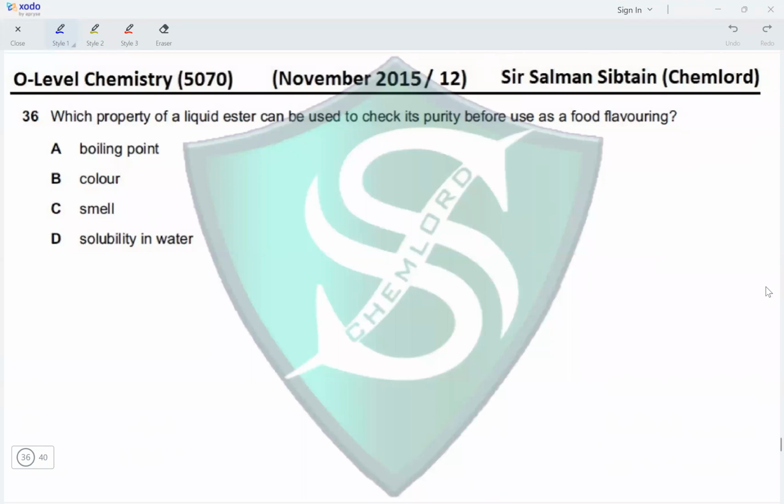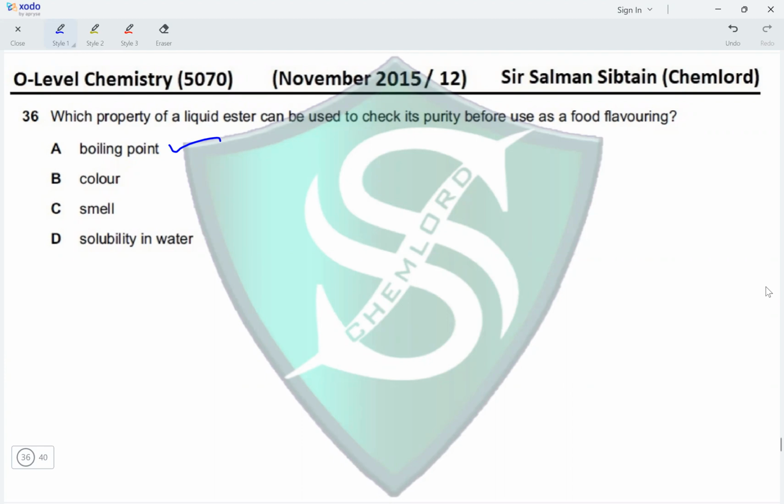Question 36. Which property of a liquid ester can be used to check its purity before use as a food flavoring? So, for a liquid to be pure, it must have a constant boiling point. The boiling point must not be variable. So, its boiling point needs to be very much accurate.